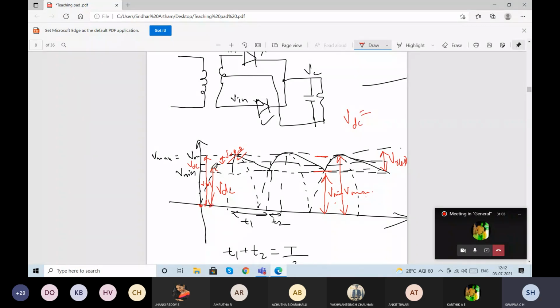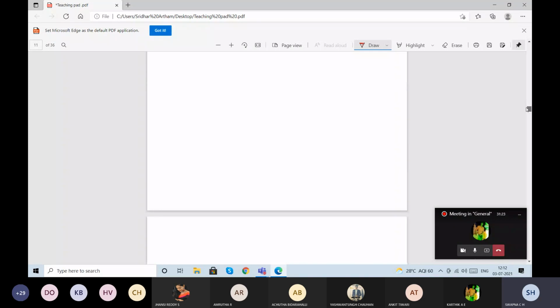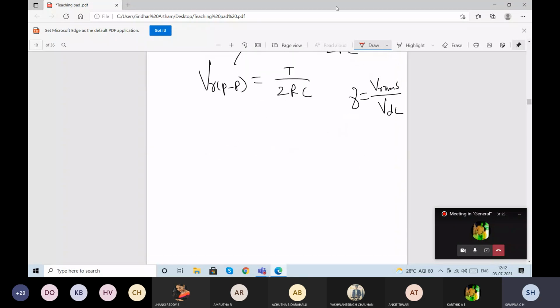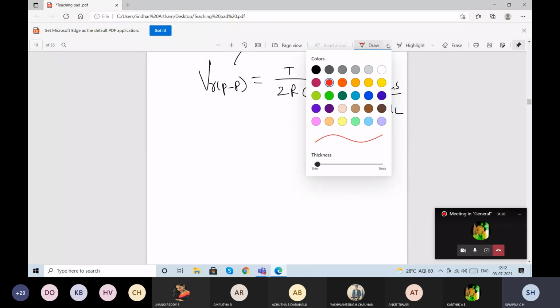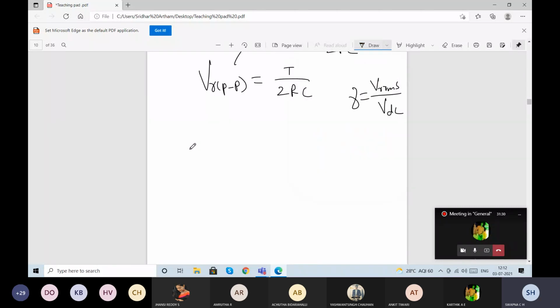VDC is from here to here. So if I subtract this much portion from this V maximum, I'll be getting this VDC value. From here to here, it is nothing but VR peak to peak by 2. So VDC is nothing but V maximum value, which is Vm minus VR peak to peak divided by 2. So that is what I will write here. VDC is nothing but Vm minus VR peak to peak divided by 2.